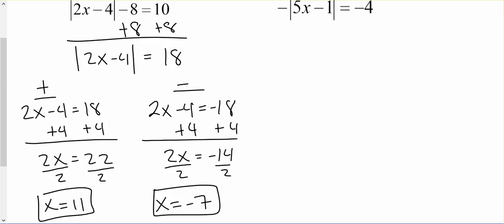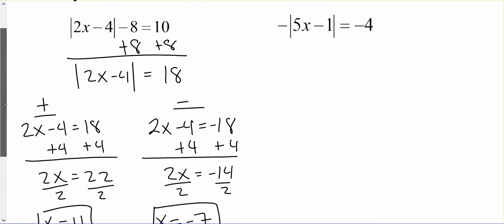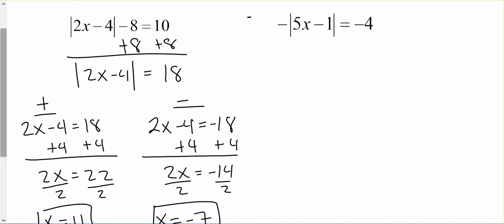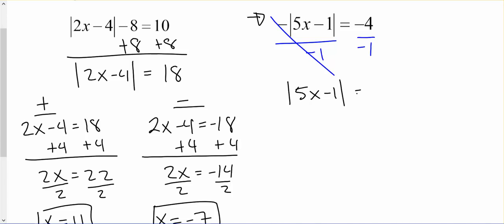So now our other equation, what does this negative sign out in front mean? The negative sign means we're multiplying by negative 1. So what undoes multiplying by negative 1? Dividing by negative 1. So we divide by a negative 1. When we divide by a negative, we get the absolute value of 5x minus 1 equals positive 4.